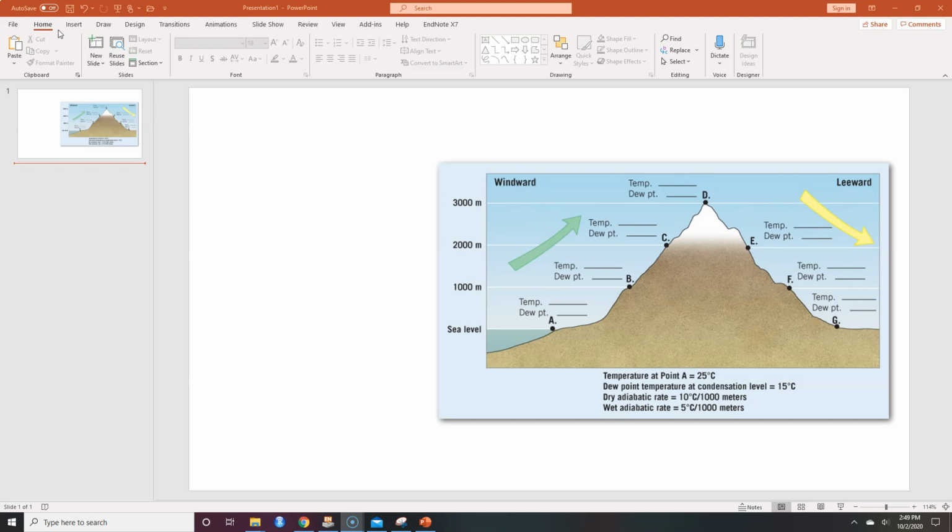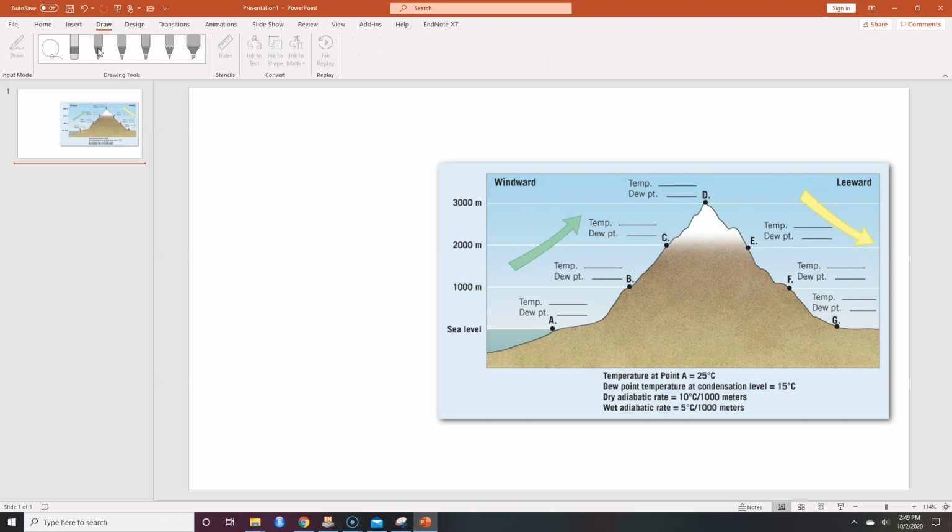Hello, in this video I will be discussing how you go about determining the lifting condensation level, or basically the cloud base, given atmospheric conditions. Alright, so if you start looking at this, let me go ahead and get my draw tool up here. Here are some things you have to look at, and you have to have initial information.